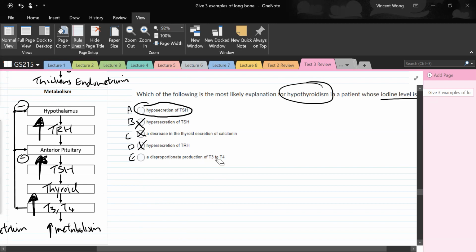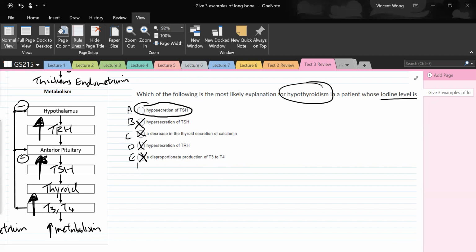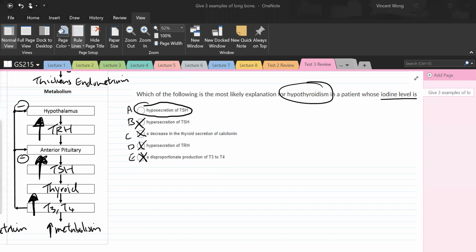Disproportionate production of T3 and T4. They actually do the same job. It's like a safety mechanism. If you don't have enough T3, no problem, T4 will take over. If you don't have enough T4, again, no problem, T3 will be able to compensate. So even if you have disproportionate production, like one high, one low, it's not going to cause hypothyroidism. It's when both of them are low that it's going to be the problem. So the answer is hyposecretion of TSH. Does anybody have any question about that?